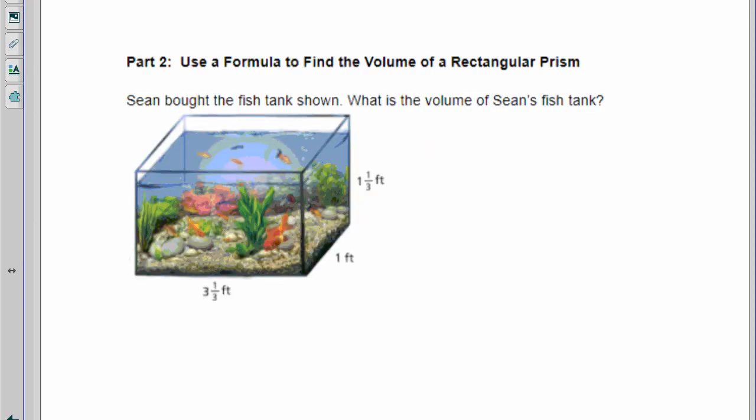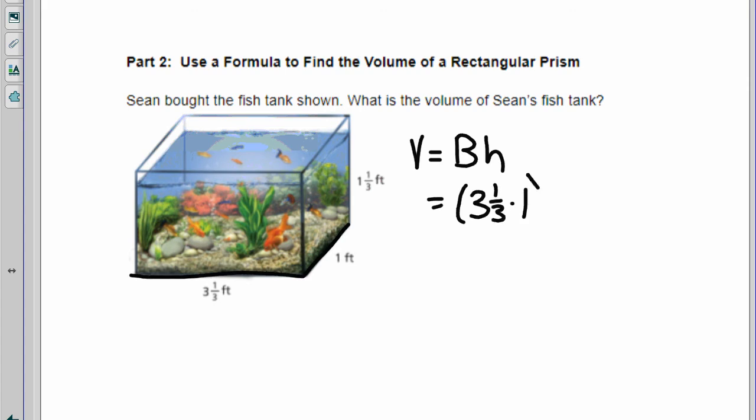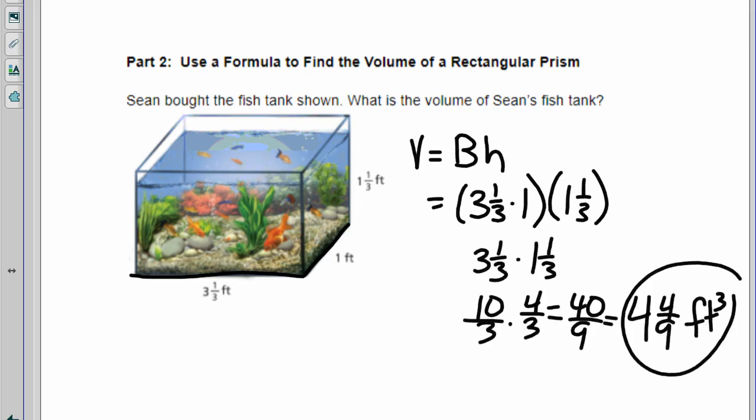Okay, now we're using a formula again for this. Same kind of deal. Volume is the area of the base times the height. Area of the base is 3 1/3 times 1, and the height is 1 1/3 feet. If I calculate this out, I get 4 4/9 feet cubed, or cubic feet. Remember, our units have to be cubic units for this, because it's volume, it's a three-dimensional space.